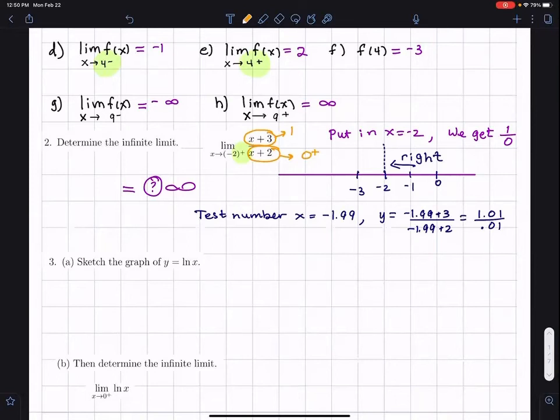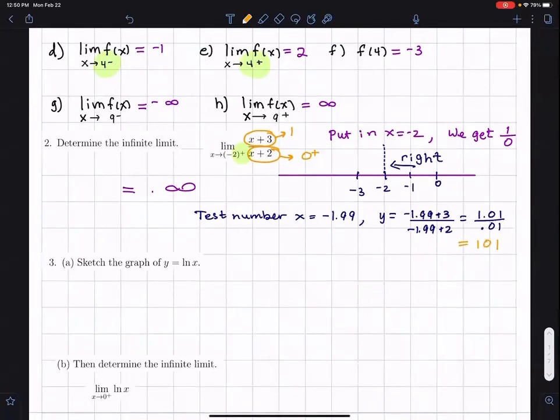When I'm trying to show this notation, when I say arrow 0 with that plus, it means the denominator is getting very close to 0, but not equal to 0, but also it's positive. And that tells me, I sort of got distracted and didn't simplify this. Oops, it tells me it's not negative infinity, it's positive infinity. Now, just putting in something close to -2, -1.99, I got 101.